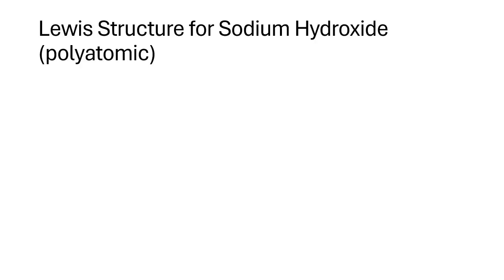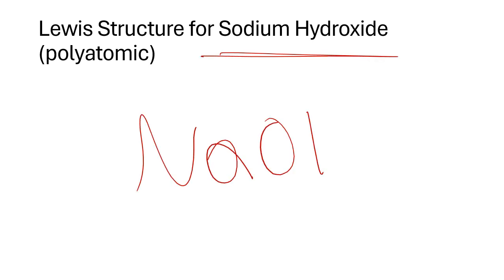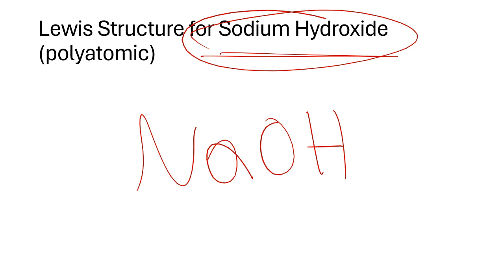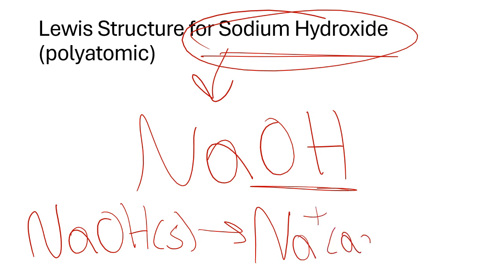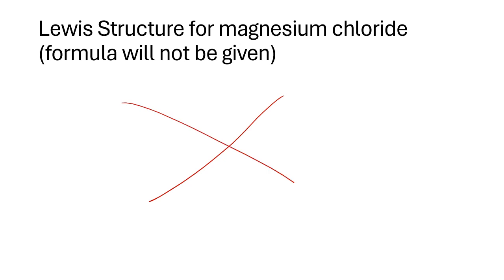Polyatomic base, sodium hydroxide, NaOH. Drawing the Lewis structure would not be on the test, but if I wrote sodium hydroxide, you would have to be able to write this. Just one last time, this is a base, anything that ends with OH. Not anything, but for now. We'll cover that in a long time, though. The dissociation reaction is not on the test. All right, so we'll practice Lewis structures.